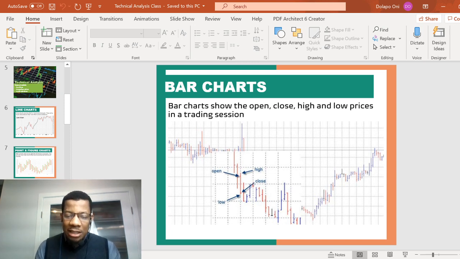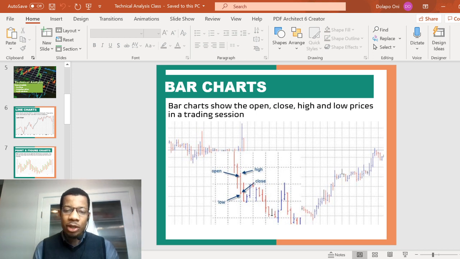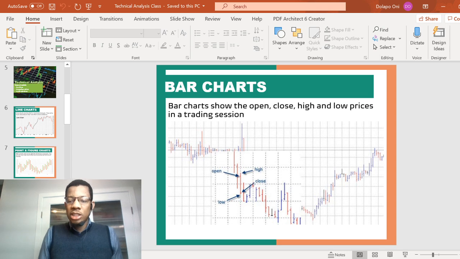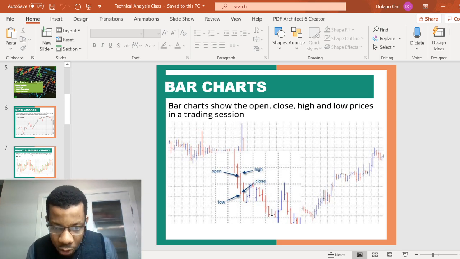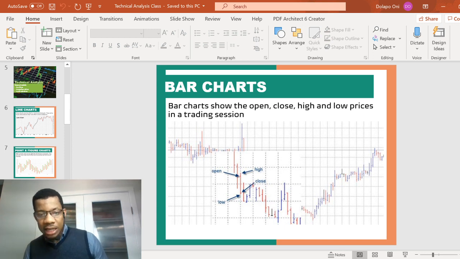It tells you that this was the price at which that trading session started, which we call the open, and this was the price at which that trading session ended, which we call the close. And this was the highest price that was offered in that trading session, which we call the high, and this was the lowest price that was offered in that trading session, which we call the low. So you can see all that pointed out on the chart.